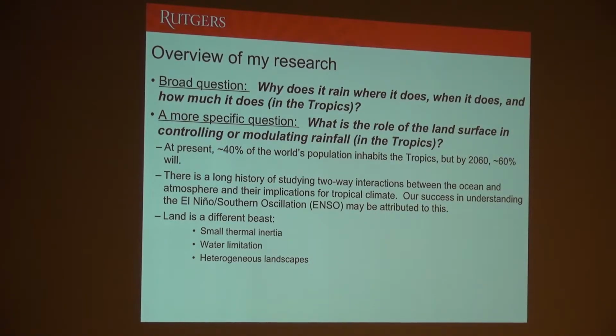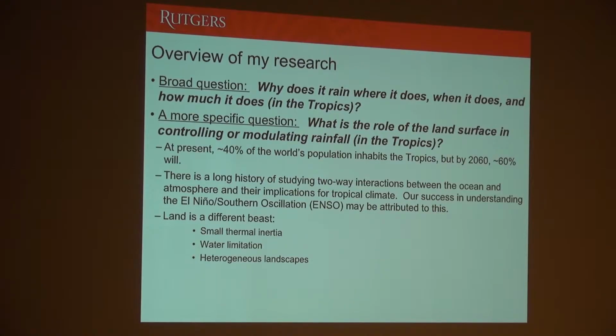To give you an overview of my research, what I'll talk about here is one component of it, but it's embedded within the broad question that I have stated at the top, which is: why does it rain where it does, when it does, and how much it does? Parenthetically in the tropics, because I've spent a lot of time looking at the tropics, although not necessarily restricted to the tropics. And then a more specific question for today is: what is the role of the land surface in controlling or modulating rainfall, and climate more broadly, but rainfall specifically in the tropics?